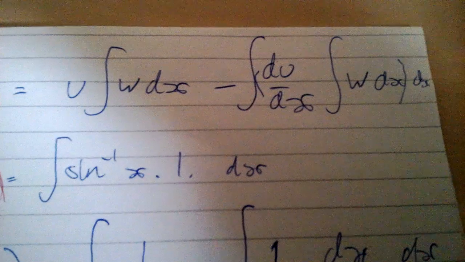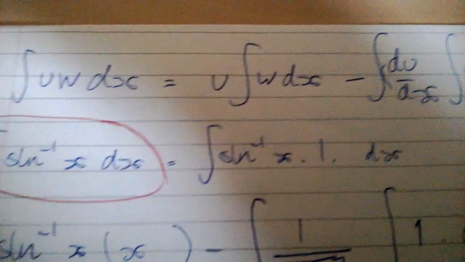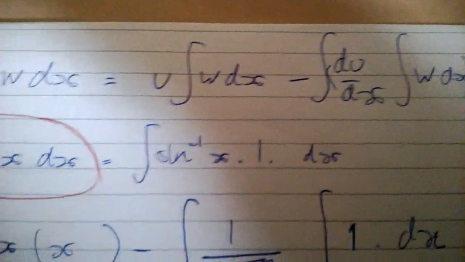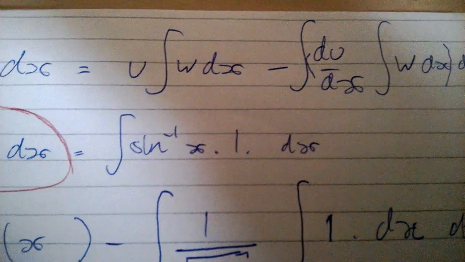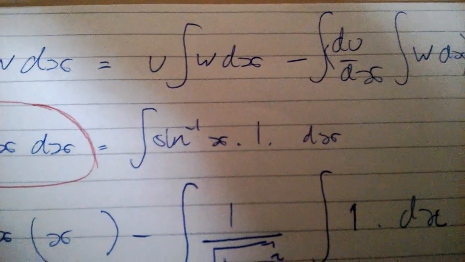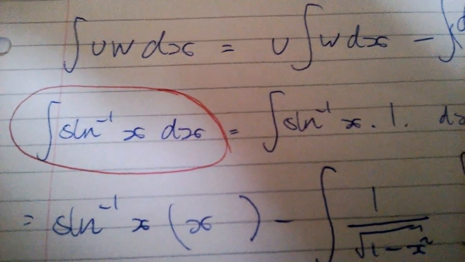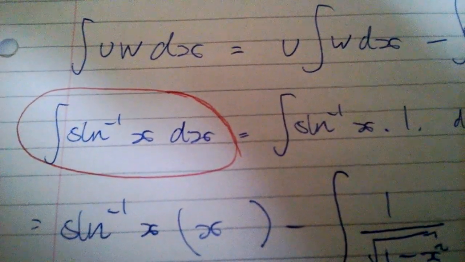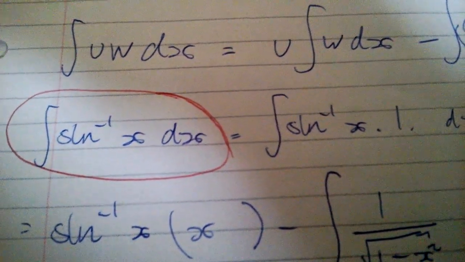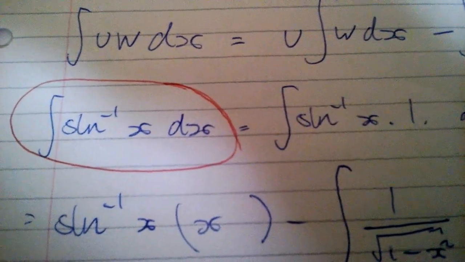My other video showed how to integrate a product, but it used f and g instead of u and w. What I'd like to do in this video is use that principle to show how to integrate the arcsin of x. There are three ways you can write arcsin x: arcsin x, asin x, or sine to the minus 1 x. That's the angle whose sine is x.